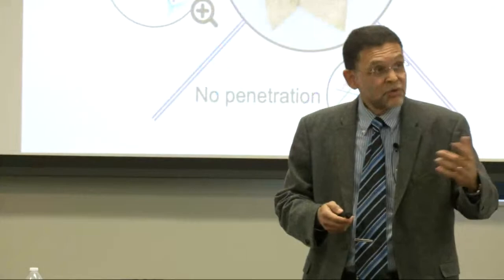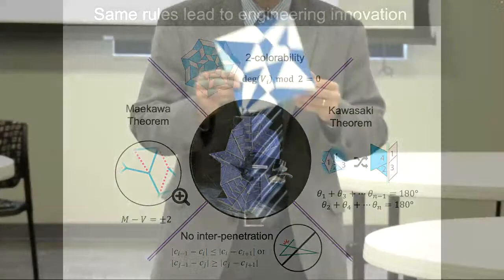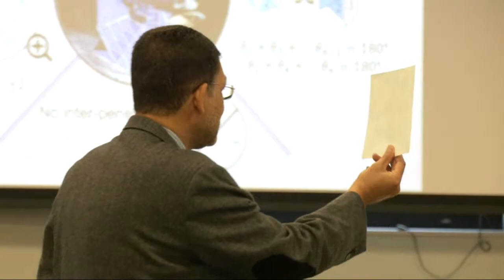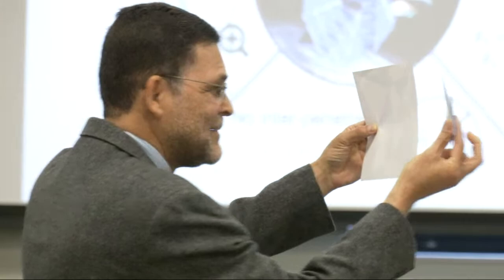These are the same rules that lead now to engineering innovation. Let's go from the math to engineering. Origami, if it is flat foldable, I should be able to color it with two colors. And you may be familiar with this, right? This is the crease pattern for the very famous crane, right? And then when you fold, is what you get, right? Very nice, huh? Okay? That's the two colorability.